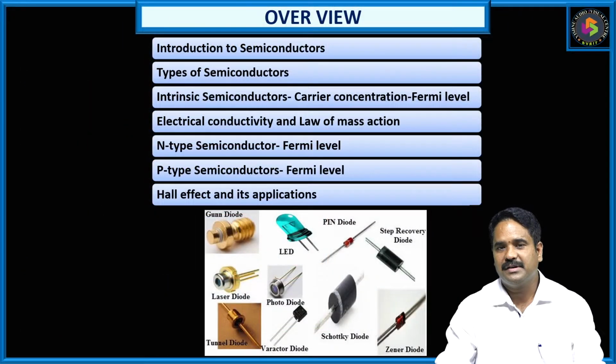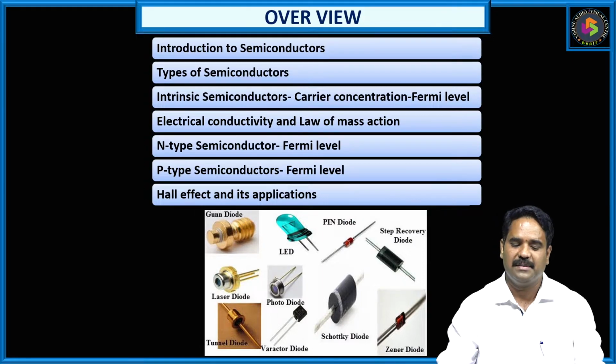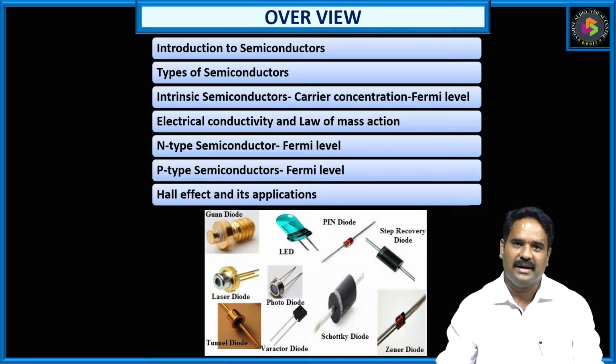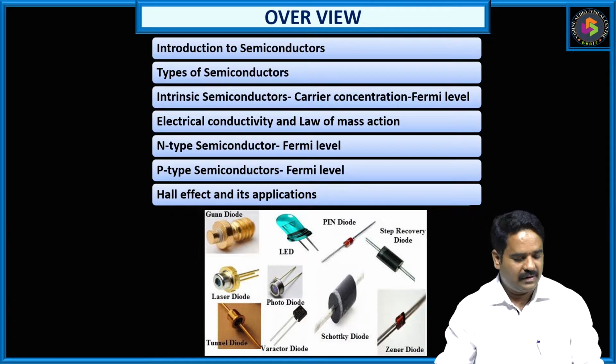So this is the overview of today's presentation. First, I will introduce the semiconductors. Then the types of semiconducting materials, intrinsic semiconductors. The carrier concentration of intrinsic semiconductor and Fermi level are also important. For intrinsic semiconductors, we have the derivations, meaning quantitative treatments. But for extrinsic semiconductors like N-type and P-type semiconductors, we don't have the derivations. Then finally, Hall effect and its applications.